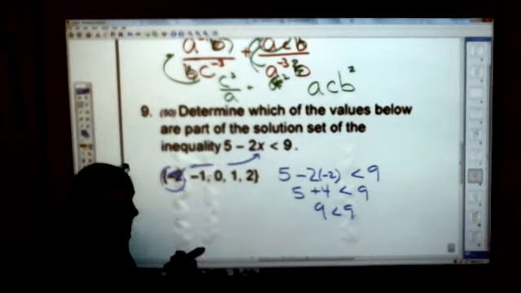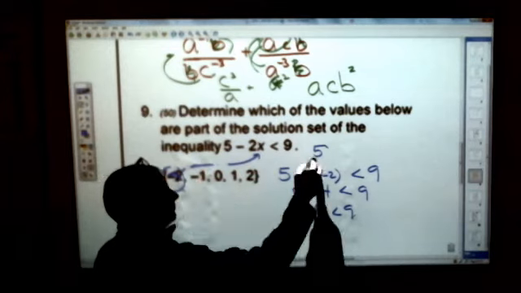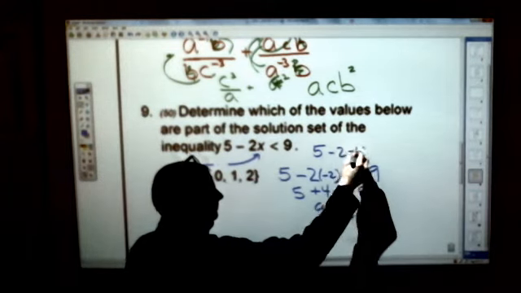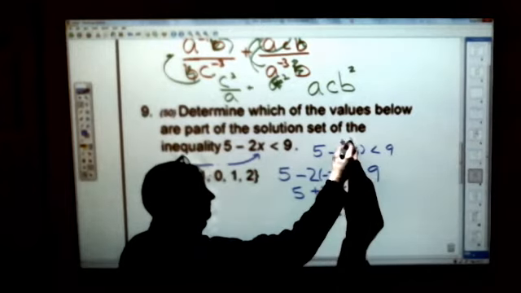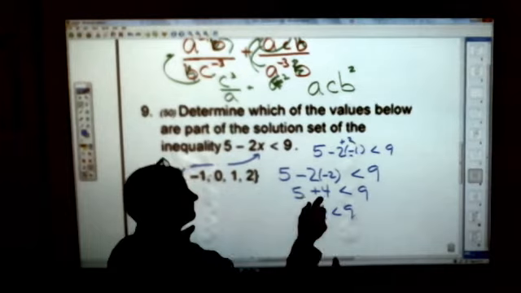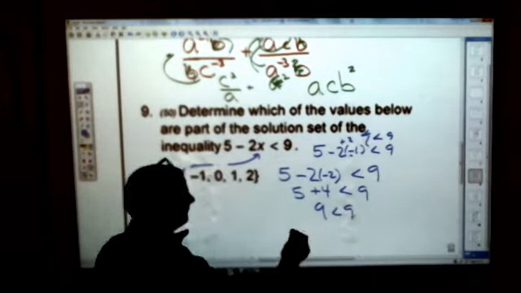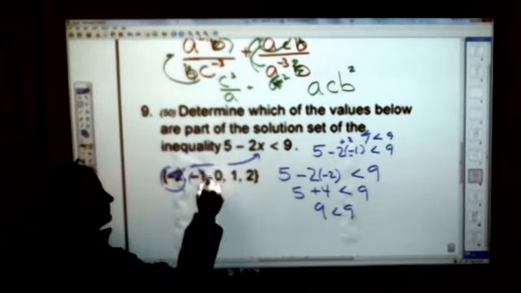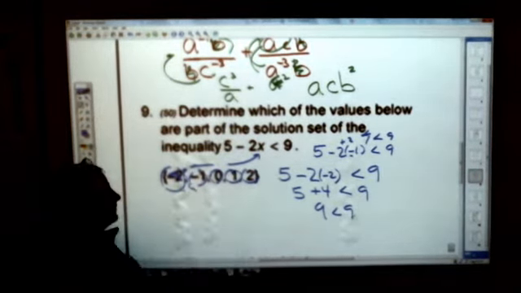But I think what Emily was saying, after that, she put the -1 in for the X. And you got 5 plus 2, which is 7. Is 7 less than 9? Yes, so this works. And these are just going to keep getting smaller numbers, so all of those work. Are you with me? Or do you want me to do 0?